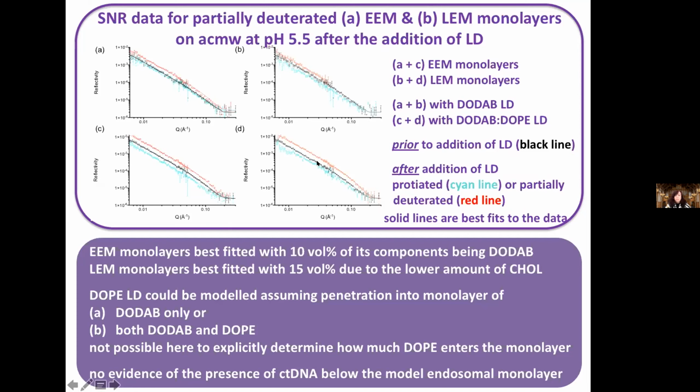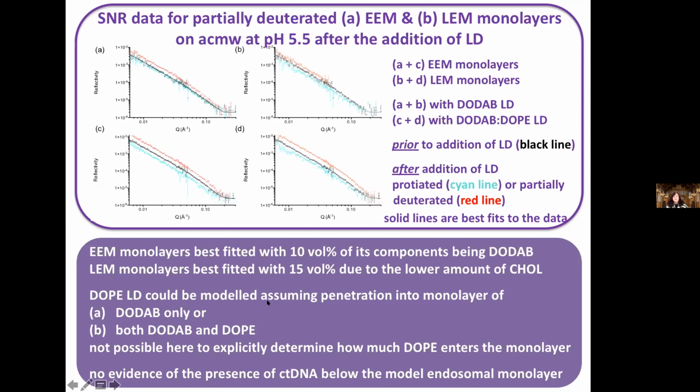So basically these black lines are the original data set. And the red lines are lipoplexes that contain deuterated material. This time we added the deuterated cationic lipid. The cyan line shows the data when we just add the normal lipoplex with no deuterated material. There's clearly differences between the data, although obviously the differences are not particularly great. So these are the early endosomal monolayers, and these are the late endosomal monolayers.